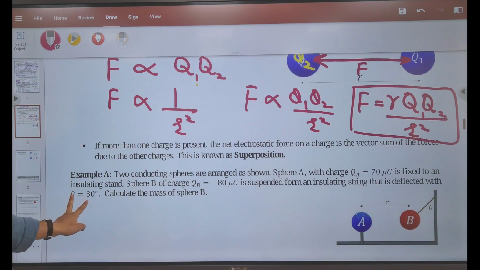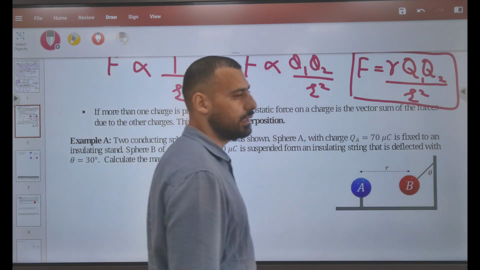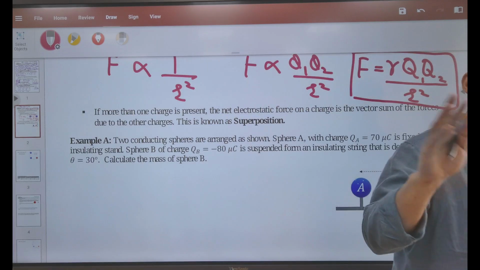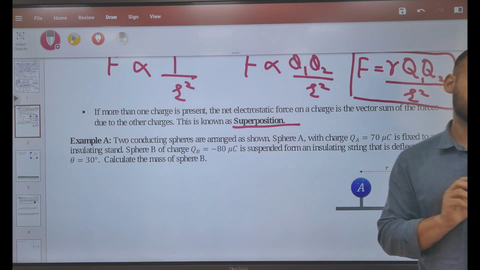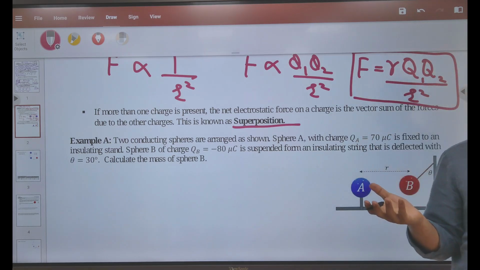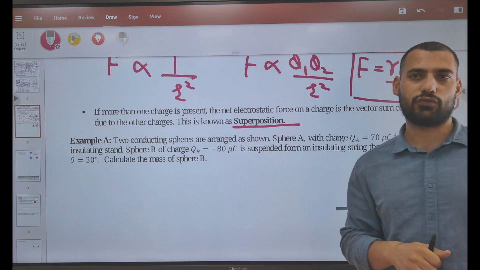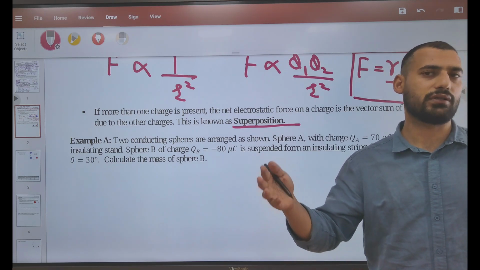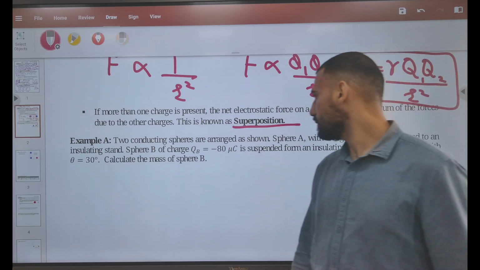Now we have a question. You can take a picture and try to solve. Sometimes in a single system you have several charges, then at that time you can use the principle of superposition. Now the superposition is nothing. At a time you take two charges, then evaluate the force, and then you will be able to calculate the net force.